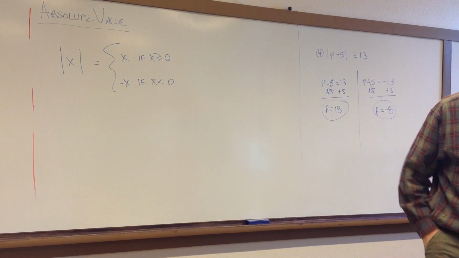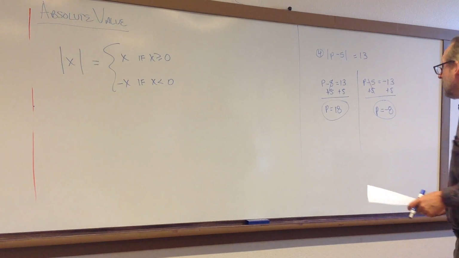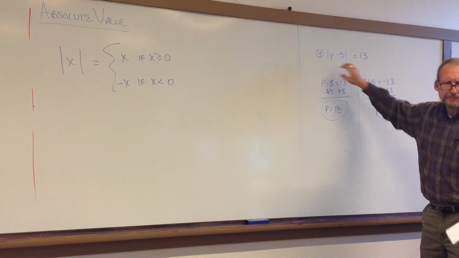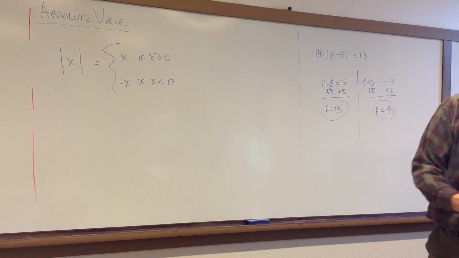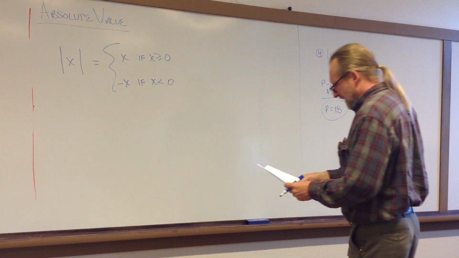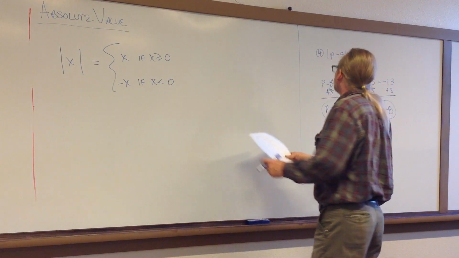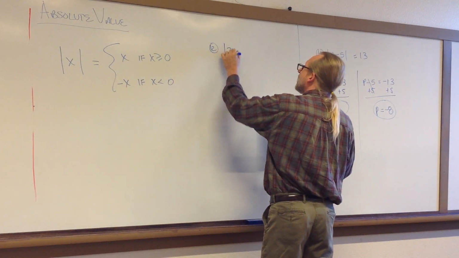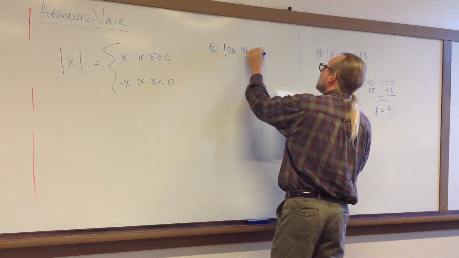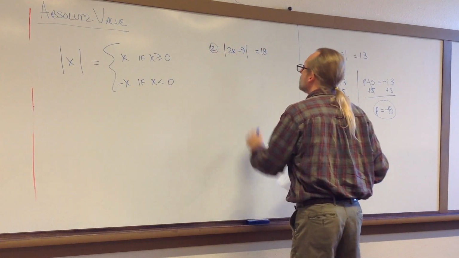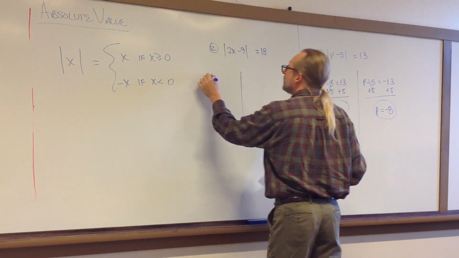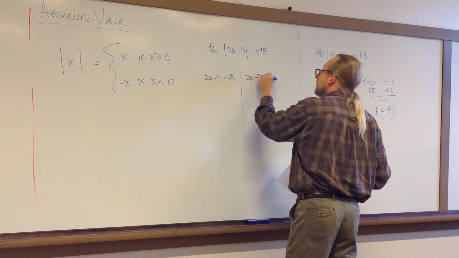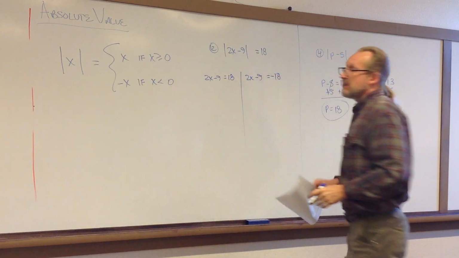What else? Now the key to doing these problems is to not split this up until this absolute value is by itself. So on the first page of this assignment, that's always the case. So let's see, let's skip down to problem 12 here. Here we've got absolute value 2x minus 9 equal to 18. So the absolute value is by itself. So 2x minus 9 could be 18, or 2x minus 9 could be negative 18.